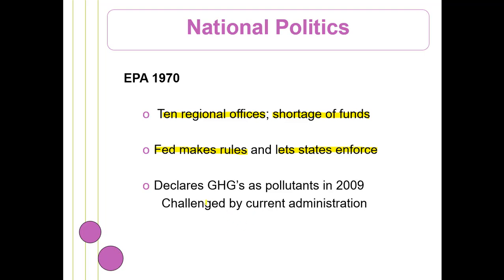Now, in 2009, now of course this is going to vary between administrations, but in 2009, the EPA declared greenhouse gases as pollutants, so therefore they could use a little bit more of their regulatory power on monitoring greenhouse gases from the fossil fuels such as CO2 and methane. The current administration has kind of flip-flopped on that and has been challenging those rules to keep the EPA from regulating the fossil fuel industry.